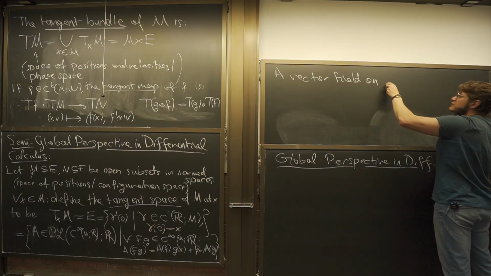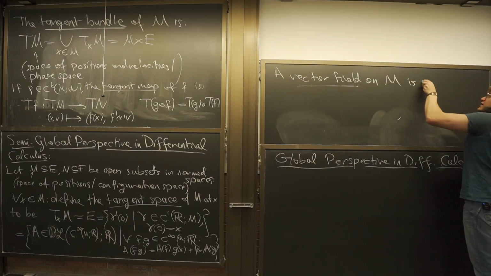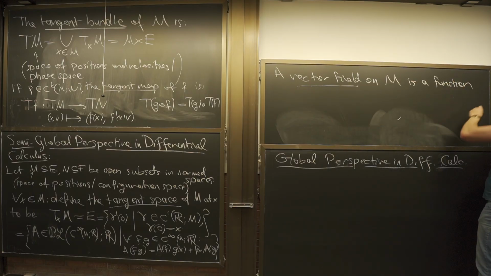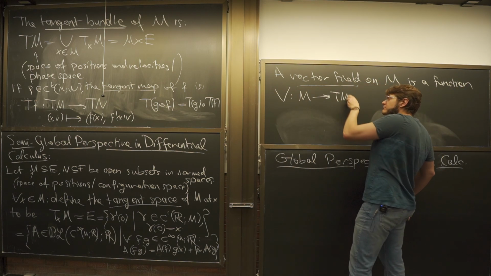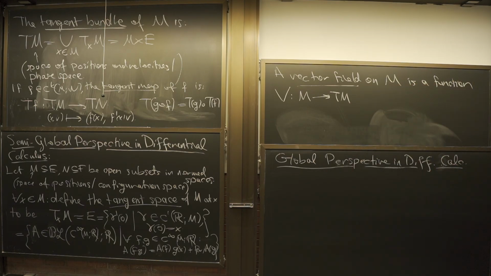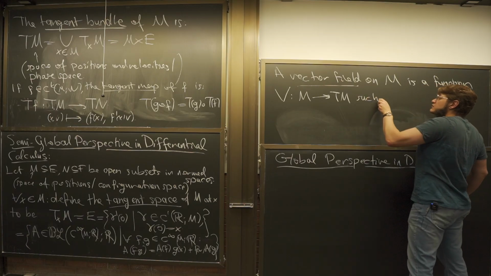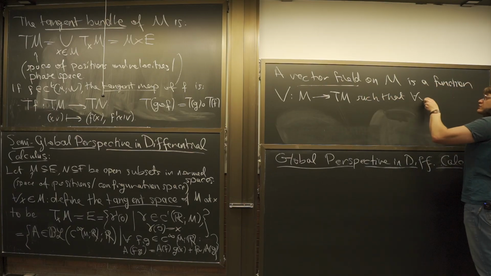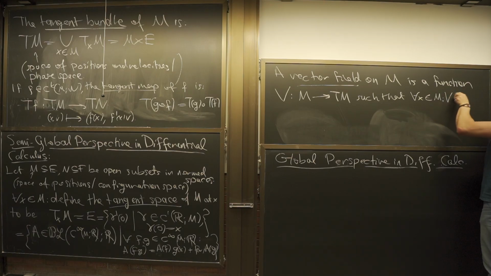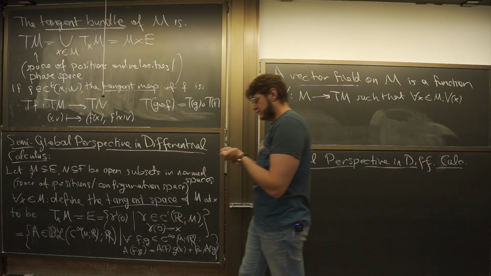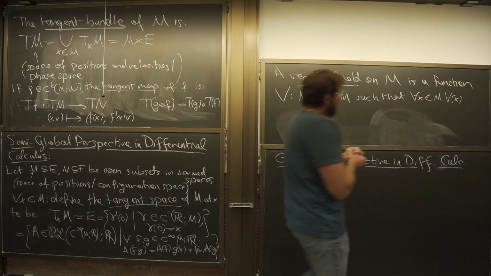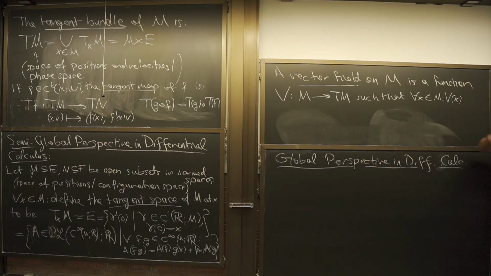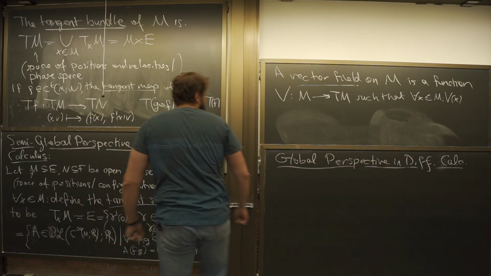On M is a function, let's call it capital V, from M to TM, such that for each x in M, V of x, well, I want it to be a vector tethered at x, which means that this has to be in this specific tangent space.